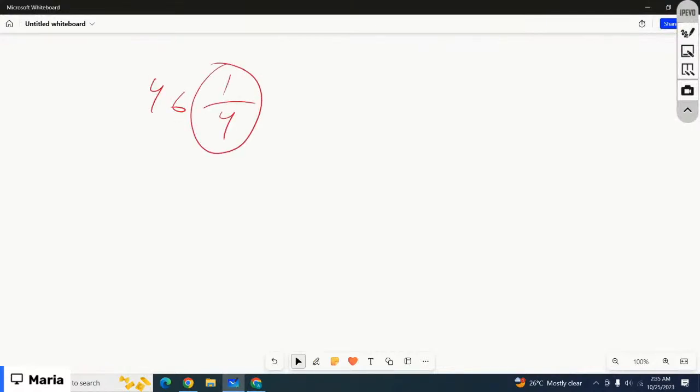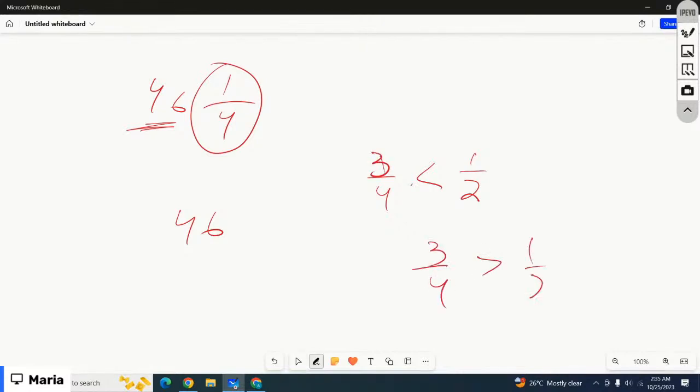Basically, just look at this portion. You need to compare 1 over 4 to 1 over 2. So 1 over 4 is less than 1 over 2, right? You need to round on the same whole number. If it is, for example, 3 over 4, which is greater than 1 over 2, then you have to round off to 47. If the fractional part is greater than 1 over 2, you have to round up, right? So that would be rounded off to 47.